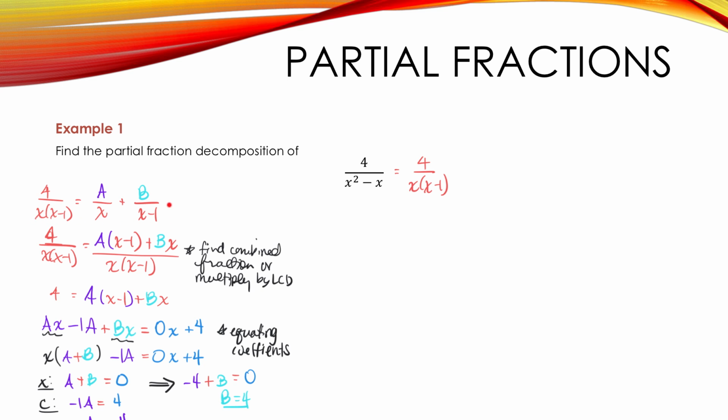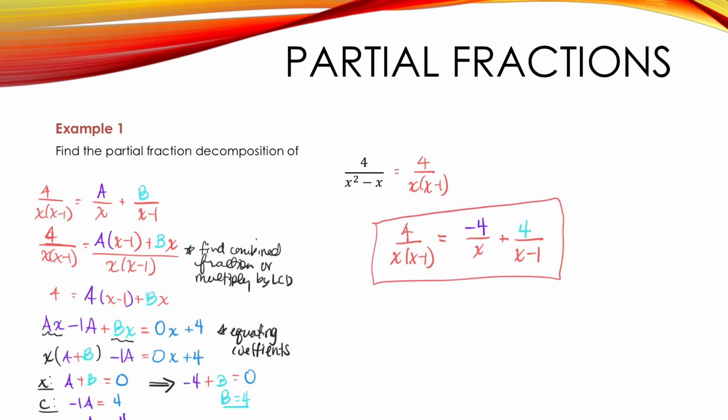We started back here, so what we want to do is rewrite it then. In the end, what we have is that 4 divided by x times x minus 1 is equal to A, which is negative 4, divided by, well, what term did we put with that one? We put x. So it is negative 4 over x plus, and then B was 4. And with that term, we had in the denominator x minus 1. And that would be our partial fraction decomposition.